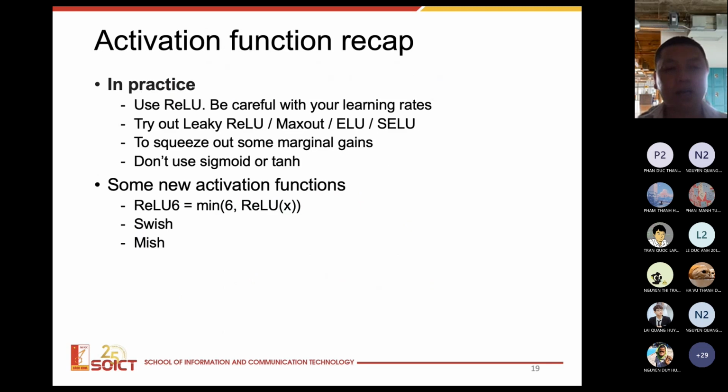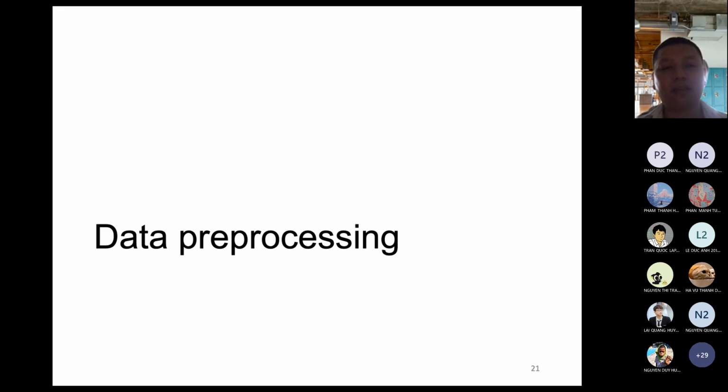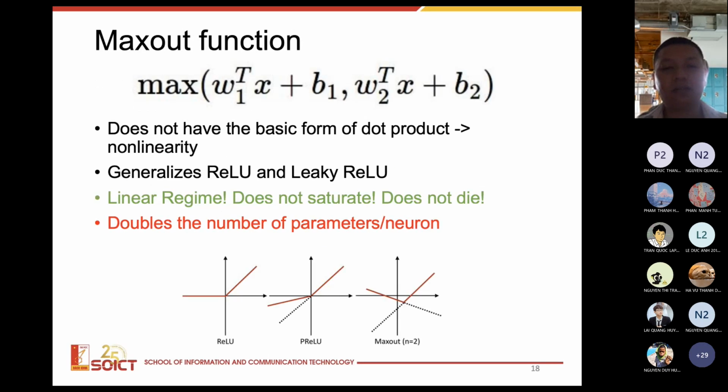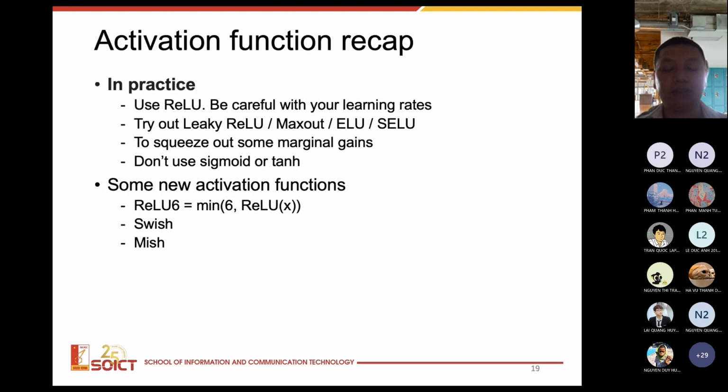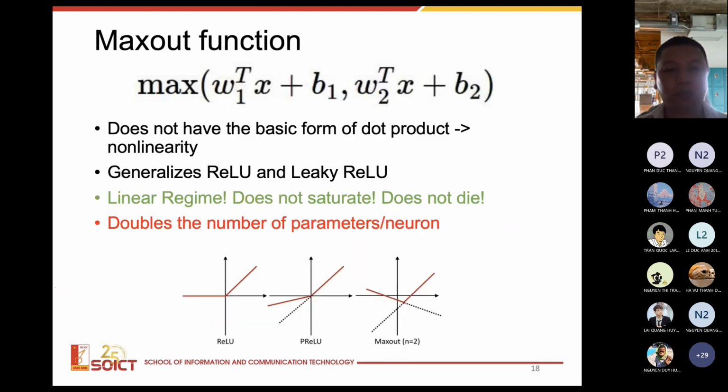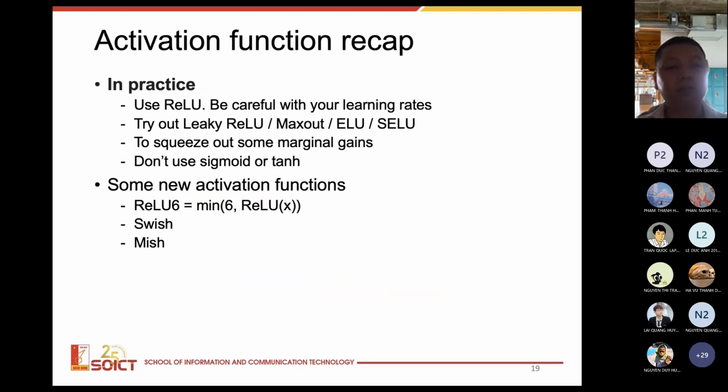Do I have any question? Okay, so let me conclude with the last slide. Okay, last two slides in the activation part, and then we can have a question session.